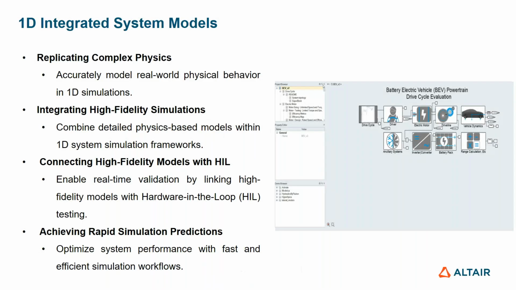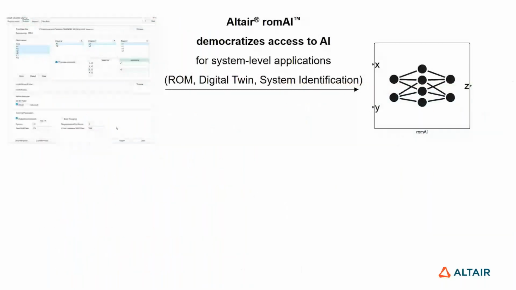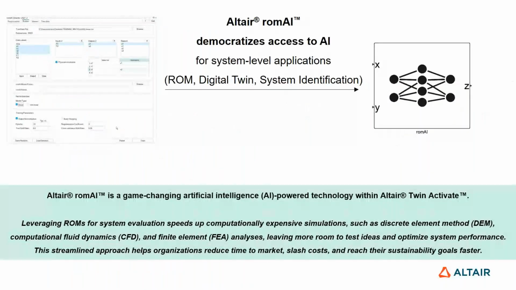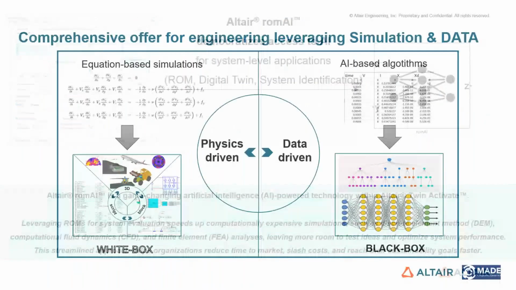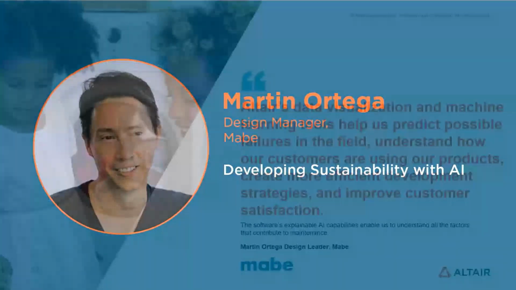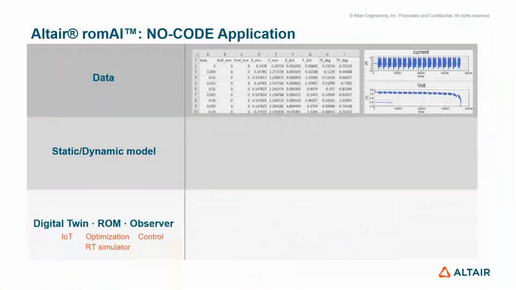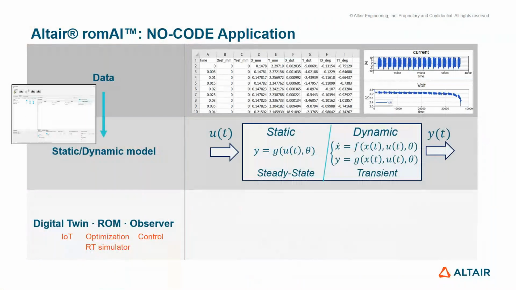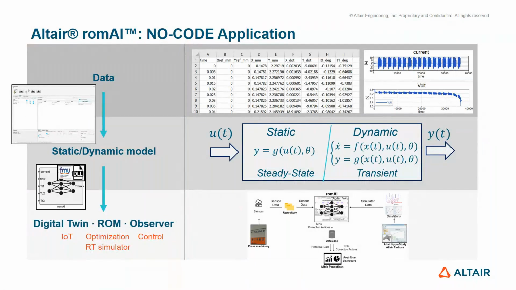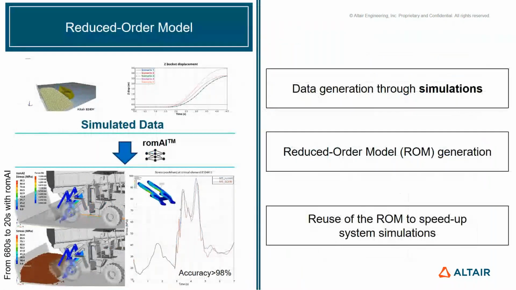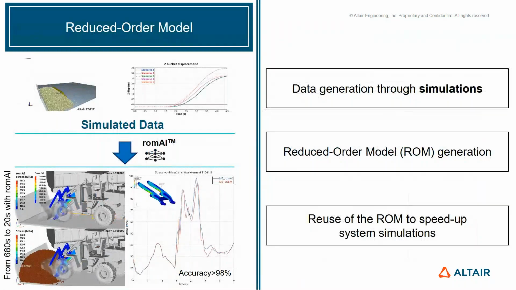Okay, I'll just go through quickly. These are the steps for ROM AI because we are out of time. And yeah, many case studies are also there. So quickly we'll get into the case studies. As I said, no code applications, data, system dynamic models, static and dynamic models using Altair technologies, you can simulate it. Okay, so reduced order model techniques.